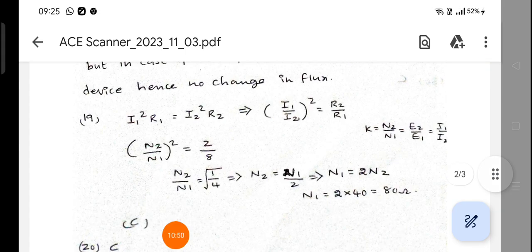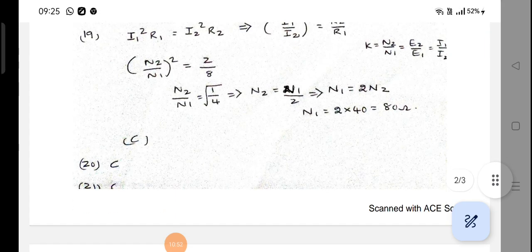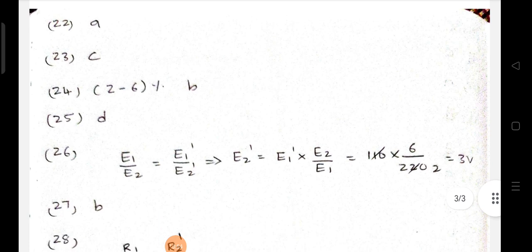Now see here, in the first case the voltage rating is, I am assuming, E1 by E2. In the second case the voltage rating is E1 dash by E2 dash. Then E2 dash is equal to E1 dash into E2 by E1, right? That is 110 into 6 by 220. That value is 3 volts. Okay, that answer is 3 volts. Okay, next.